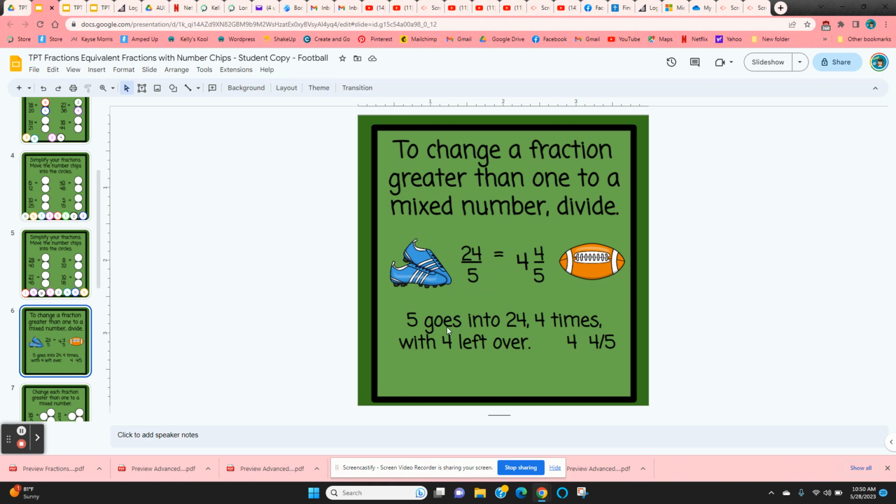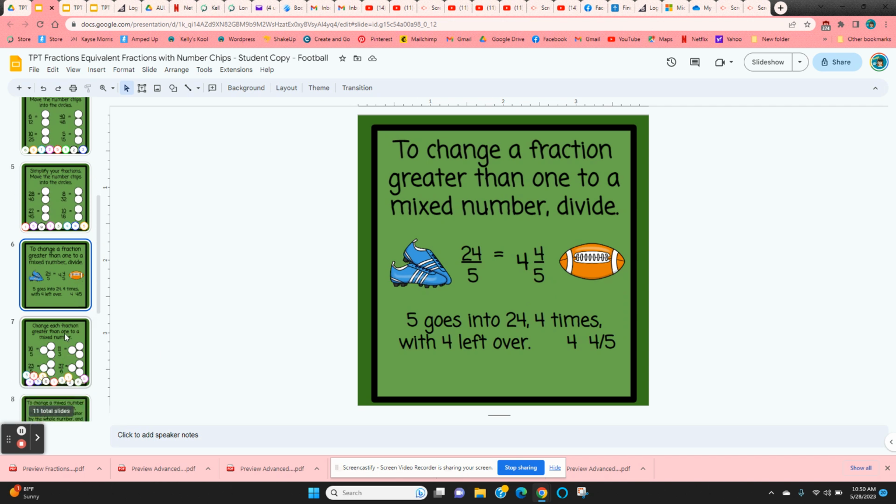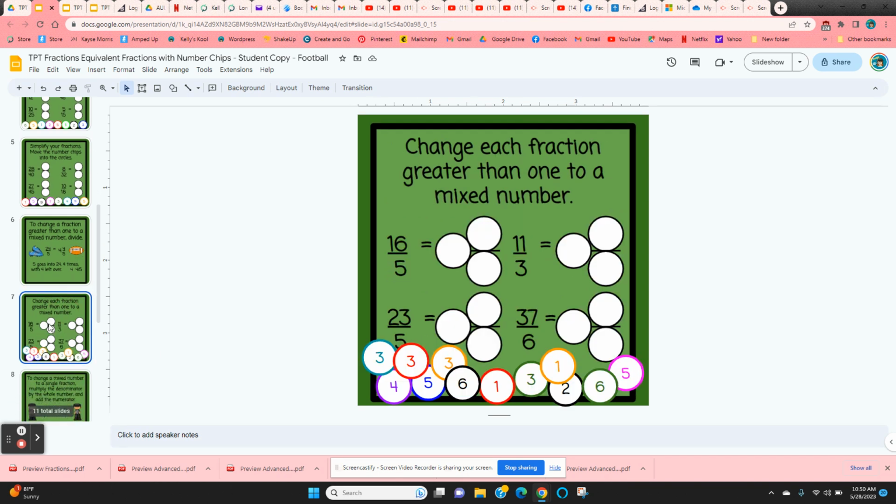So they're just going to divide. 5 goes into 24 4 times. That gives you the whole number. And 5 times 4 is 20, so that means there's 4 left over, 4/5. The denominator stays the same. So they're going to be doing that on the next slide.